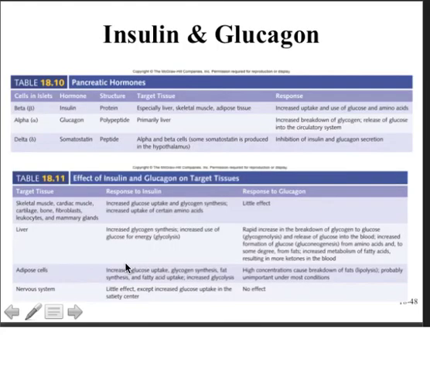This is a rundown of the pancreatic hormones and the cells that produce them and the response, and also the target tissues. So this is 18.10 and 18.11 in your manual. So just go ahead and star that, know that material.